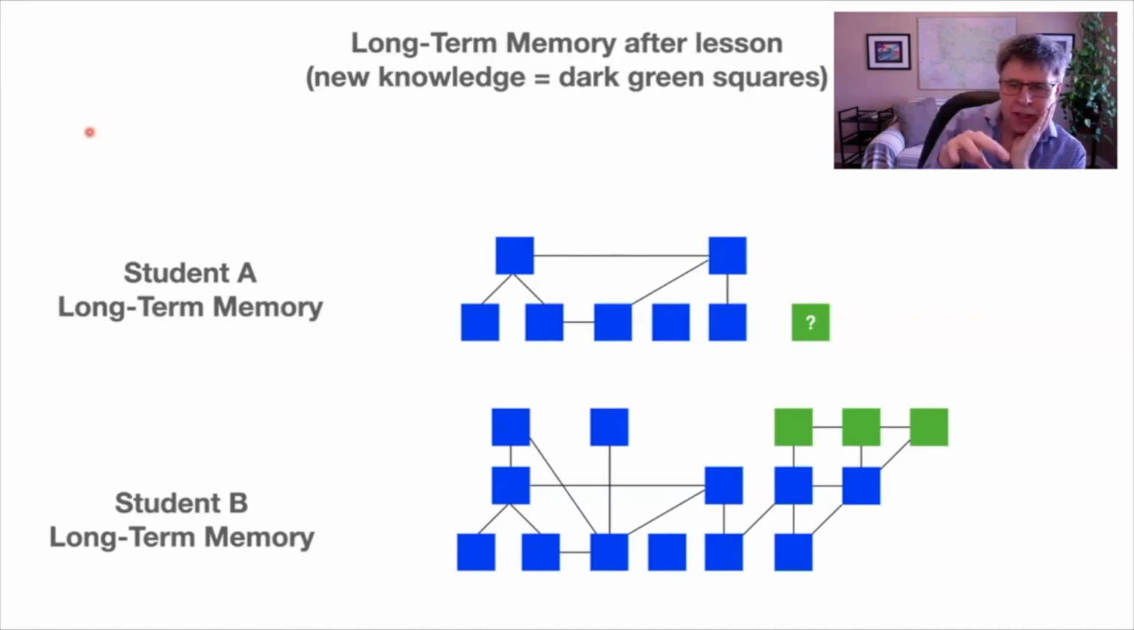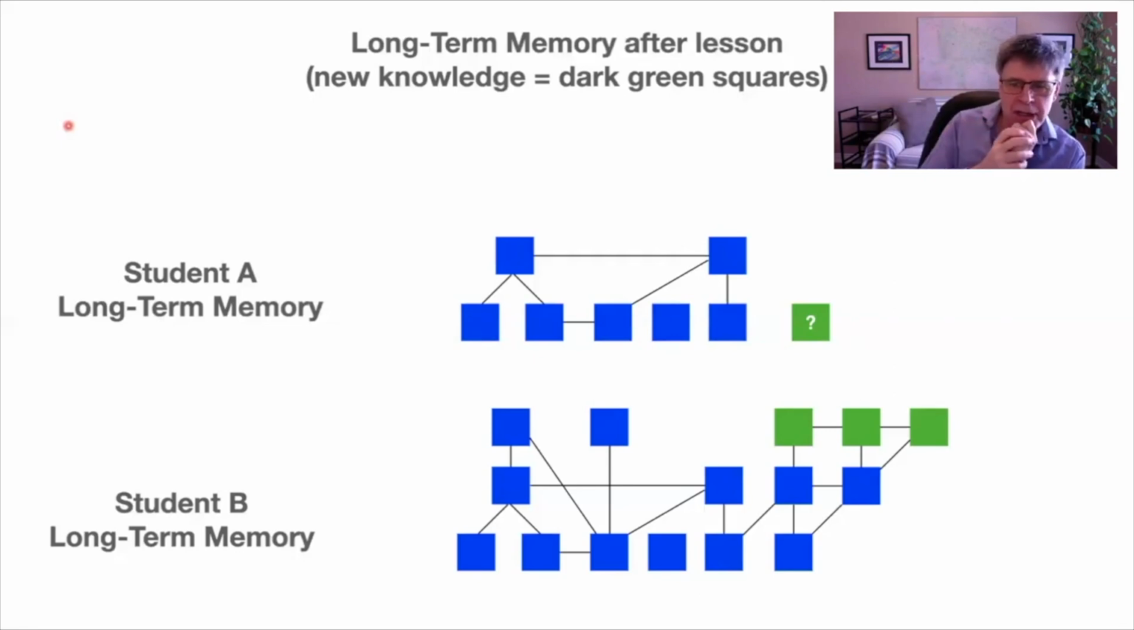But what's important to understand here is that the advantage that student B has just might keep growing over time, because all the new learning that student B did, these 3 green squares, can now be used as prior knowledge for the next lesson, making it possible for student B to create even more links, whereas student A will fall further and further behind over time.